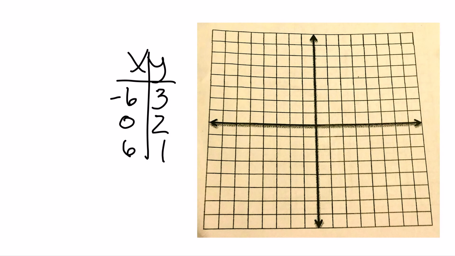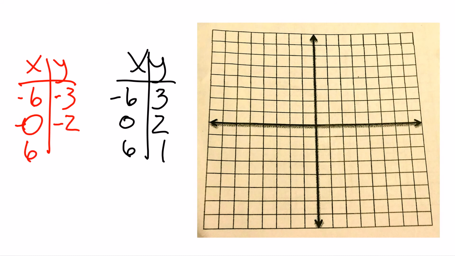For the red line, I'm going to have negative 6, negative 3, 0, negative 2, and then positive 6, negative 1. So I'm going to graph the red line first. I'm going to go left 6, down to negative 3. I'm going to go 0, negative 2. I'm going to go 6, down to negative 1. All right, there's the line. And I messed up that first dot. It should be right here, not right there. All right, I'm going to connect the dots now.